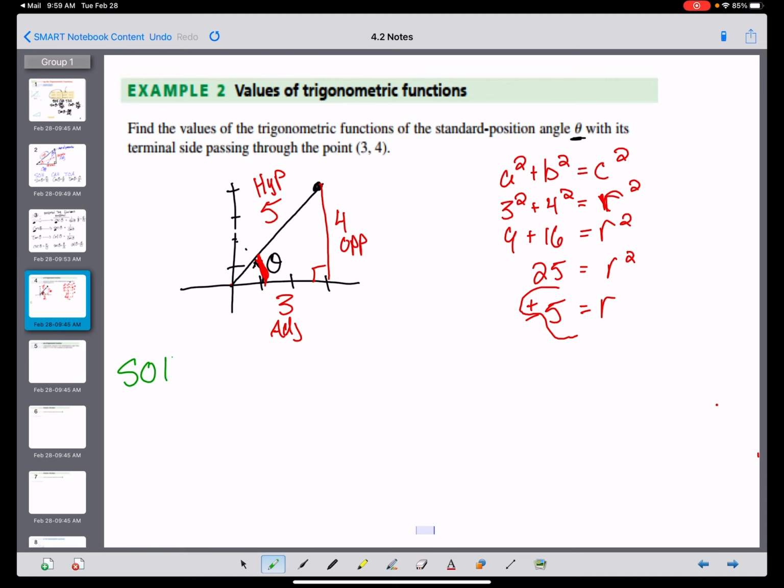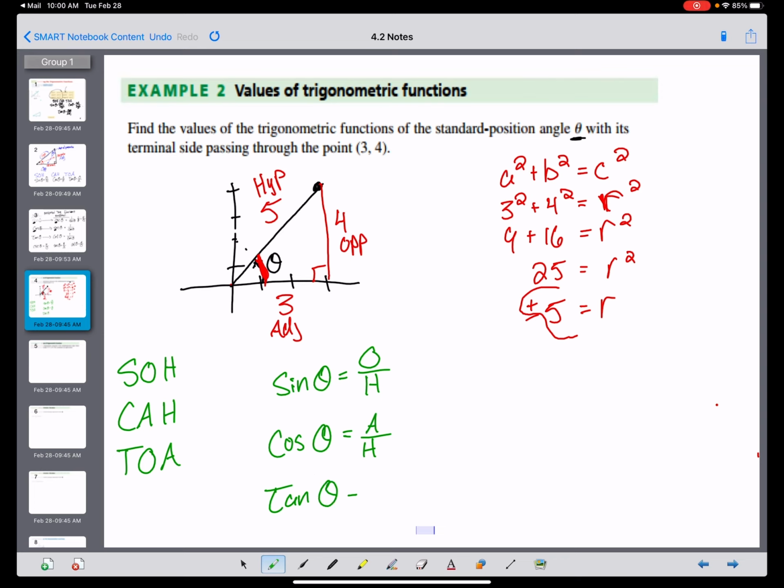Some old hippie caught another hippie tripping on acid. That helps me. So I'm saying the sine of this angle is the opposite over the hypotenuse. All right. The cosine of this angle is the adjacent over the hypotenuse. And the tangent of this angle is the opposite over the adjacent. That's the main 3. Then I'm doing the reciprocals.